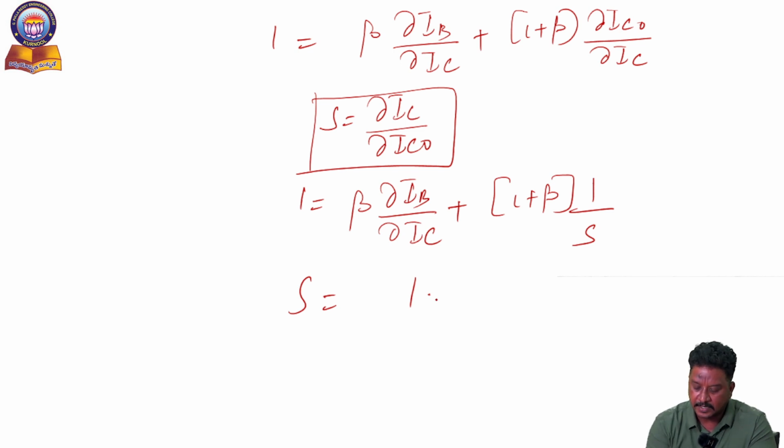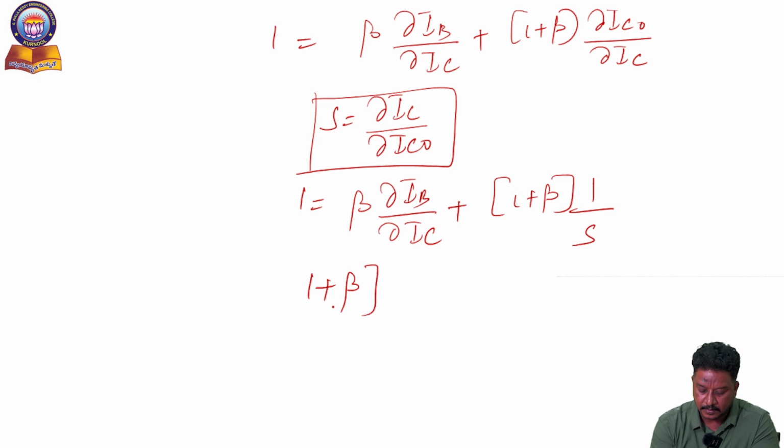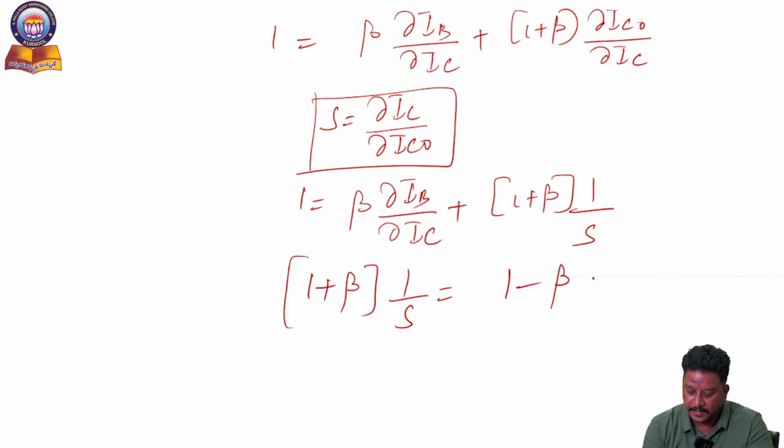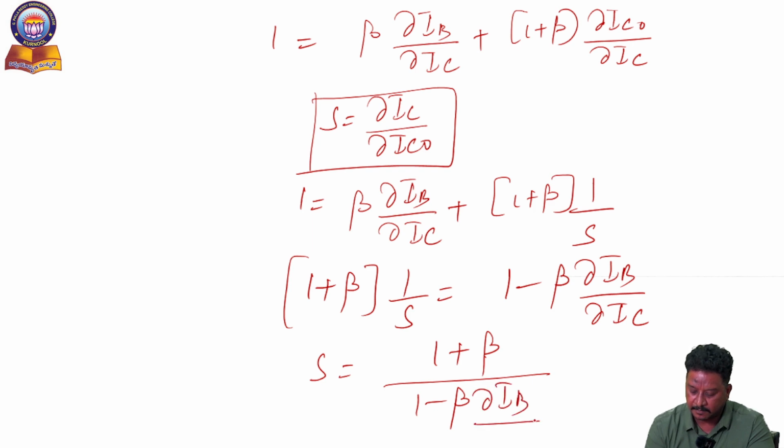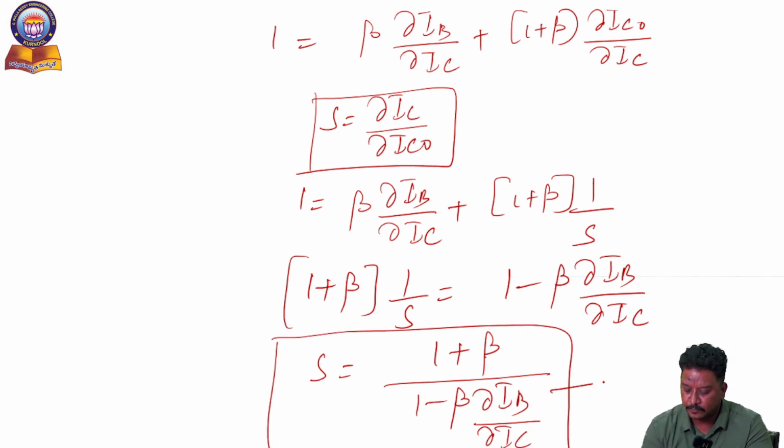So S is equal to 1 minus, of course, from the definition. So I can consider that, once again, 1 plus beta into 1 by S is equal to 1 minus beta into change of IB by change of IC. So that S is equal to 1 plus beta by 1 minus beta change of IB by change of IC. This is the final stability factor for CE configuration exclusively.